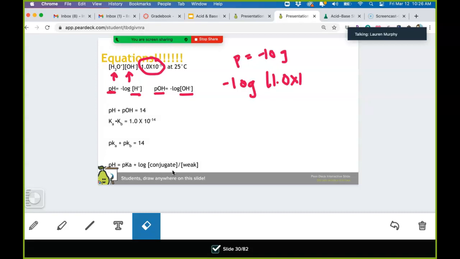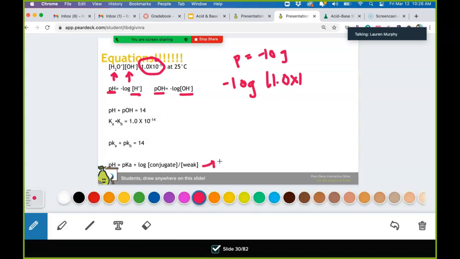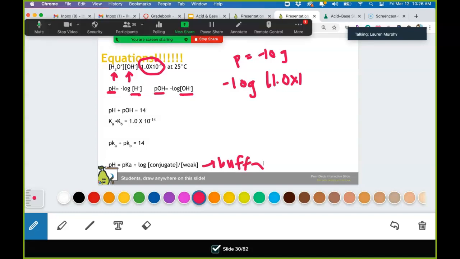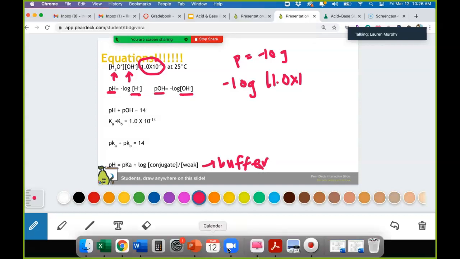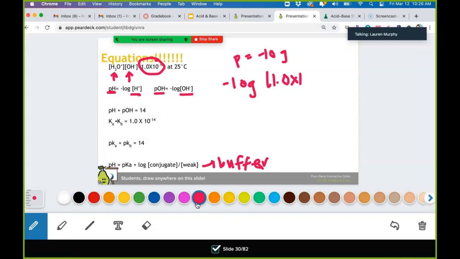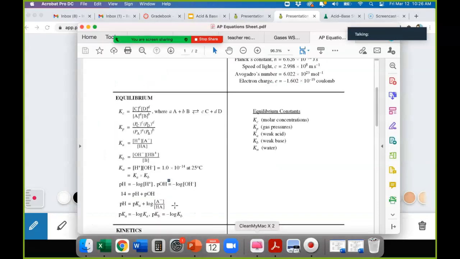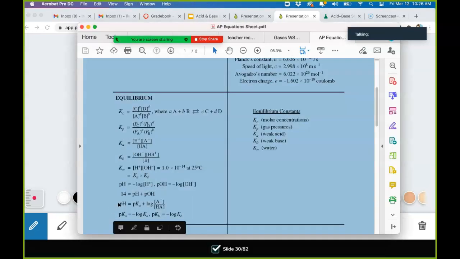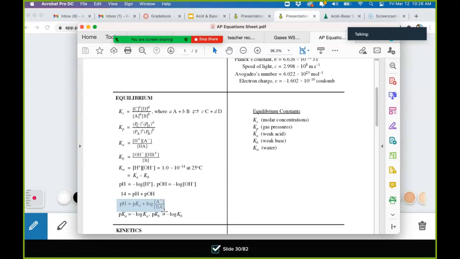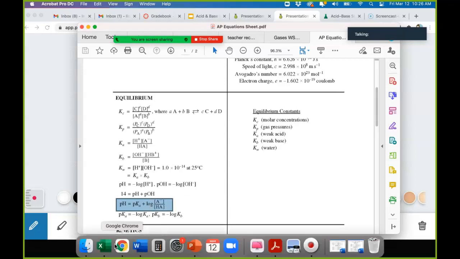This right here is the equation for a buffer. And we are not going to get to that for a while, okay? But this is the equation for a buffer, and it is also on your equation sheet somewhere. Let's see. Right here. We aren't going to get to this for a while. We're definitely not going to use this today, okay?